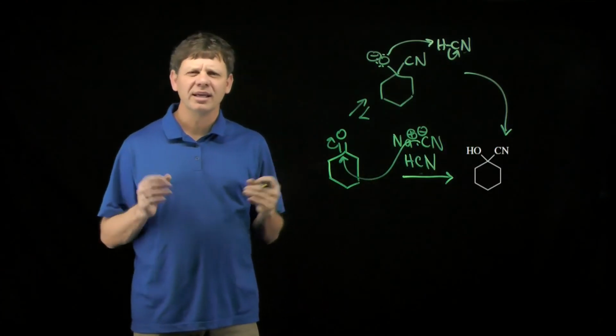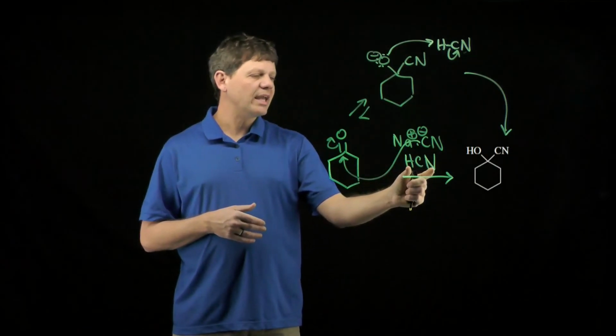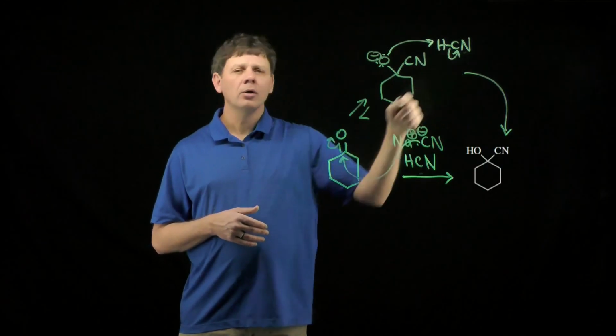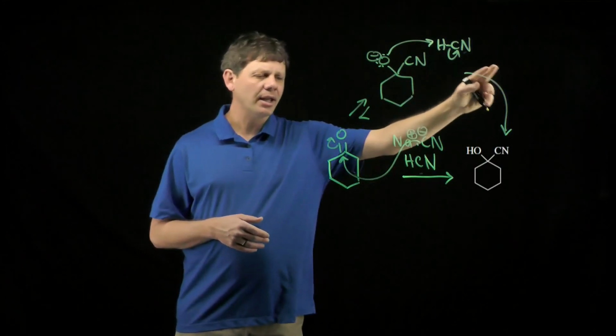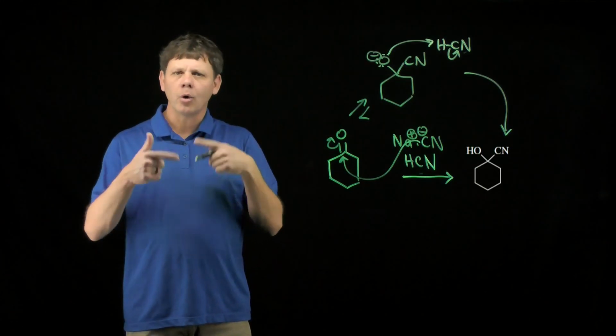Why do we use HCN instead of HCl? Since I made that mistake, let's learn something from it. We use HCN because when this gives up its proton, we generate another molecule of cyanide that can come back in and react with the carbonyl over and over again.